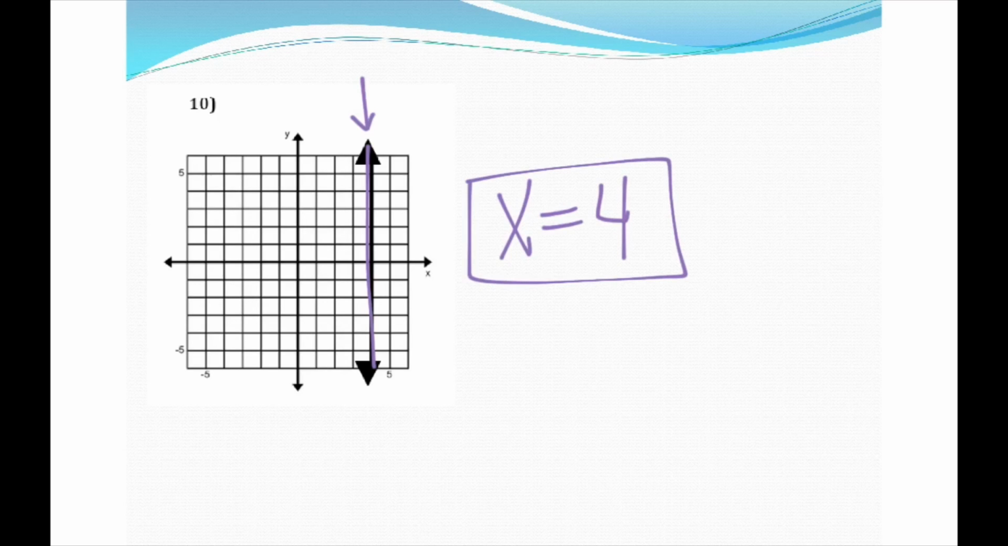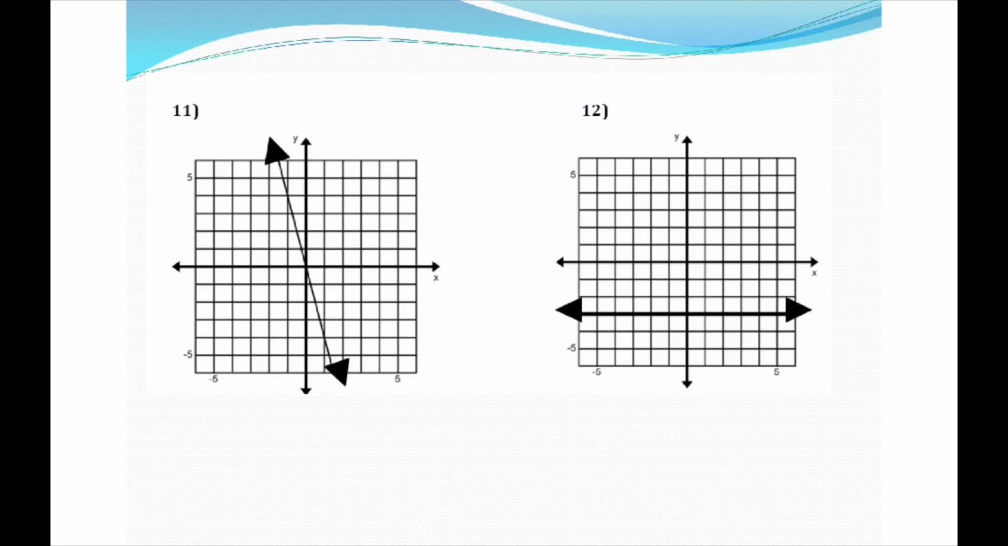Okay, number 10. Look, it's a vertical line. It goes through the x-axis. Where does it go through the x-axis? At 4. That's your equation of the line. So that's just a matter of recognition. Okay, try 11 and 12.